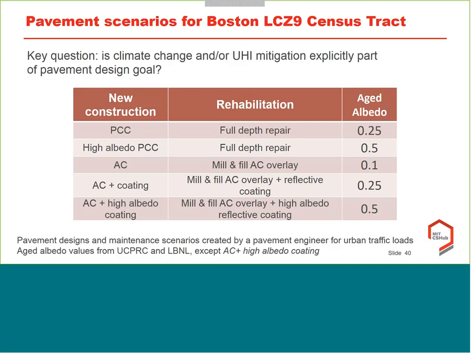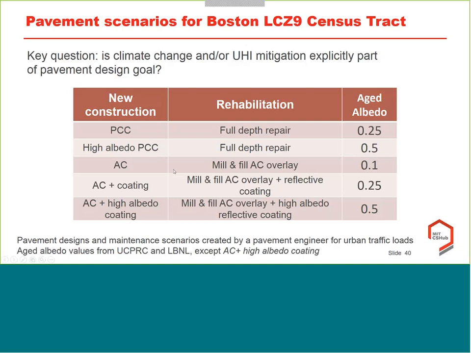But the albedo here, what we've chosen are some values that have been published by University of California Pavement Research Center and Lawrence Berkeley National Lab. And they publish some ranges, so we've chosen some middle ones. But for concrete, then, an aged albedo value of 0.25. It's also possible to create concrete pavements with white cement, and actually those start out with an albedo of 0.7 or 0.8, but then they age down to 0.5. Asphalt's aged albedo, it's within a range, but generally values around 0.1.